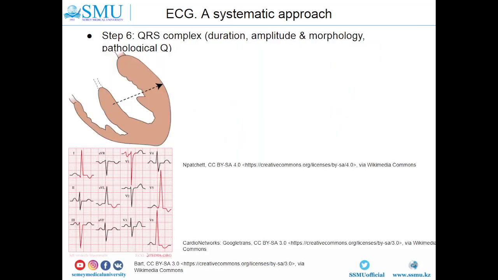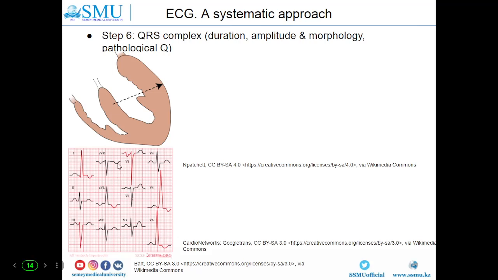During the analysis of the QRS complex, we should pay attention to the duration, amplitude, and morphology of the QRS complex, and we should detect whether there is any pathological QRS or not. During this analysis, we can detect typical patterns of left ventricular hypertrophy and right ventricular hypertrophy.